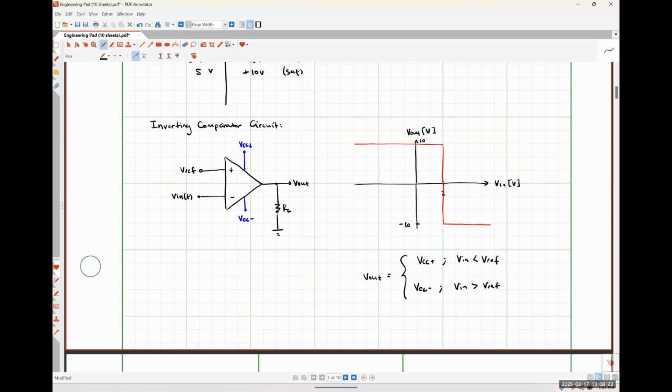All right. So how are you guys feeling about the non-inverting and inverting comparator circuits? Okay. Anything particularly confusing? Let's start there.